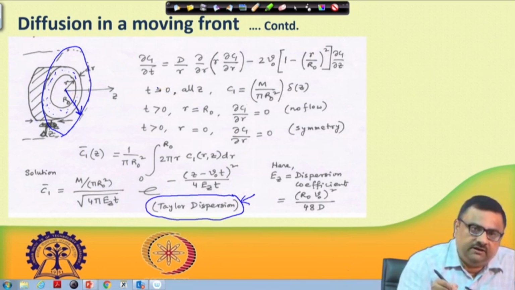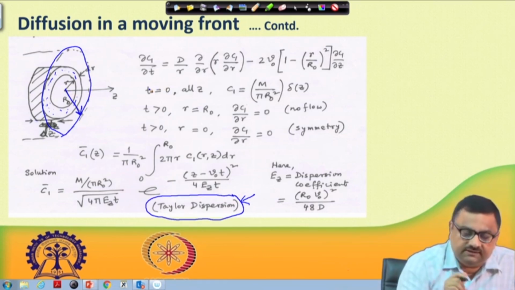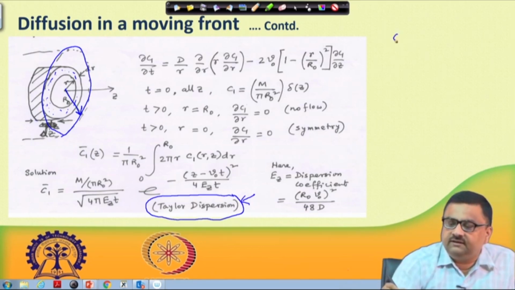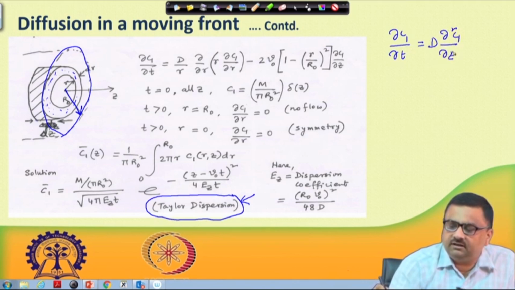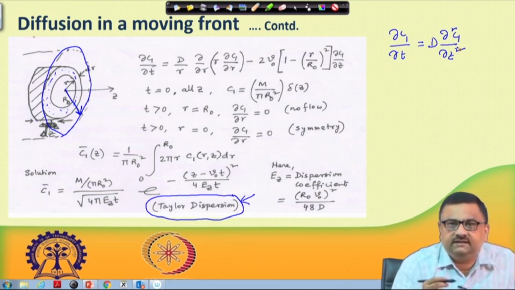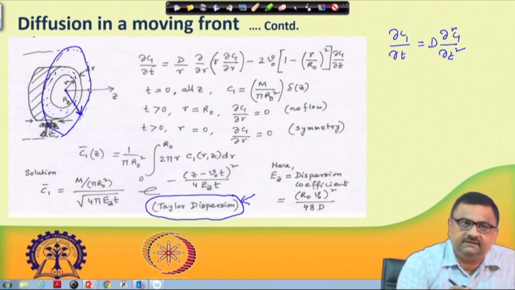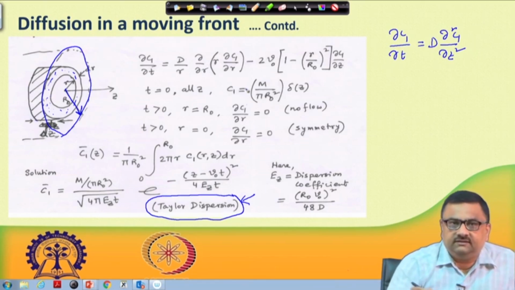So, with certain assumptions, which we will get into in a moment, if somebody does the mass balance equation in the same way as we have done for Fick's second law, we have already seen that del C1 del t is equal to D del square C1 del z square for a one dimensional system. If one extends this to a cylindrical RZ system, we have r as the radial distance for a capillary, and z along the center line.